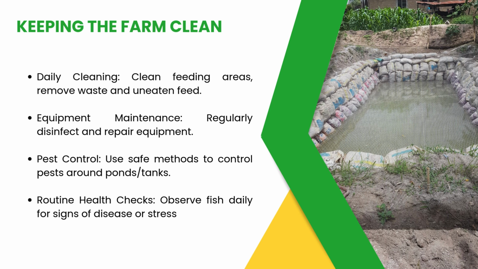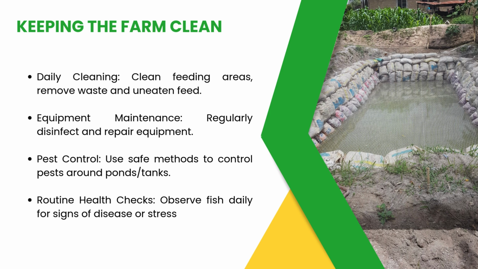Now, how do you keep this farm clean? Make sure you're cleaning the areas, remove all the waste, maintain all your equipment, use safe methods to control pests around the pond. As you can see in this picture, there is a net. The reason for that net is because of birds and some of the rodents that come, so that they can hang on it instead of going into the pond. So people put different kinds of things to protect their fish from pests.